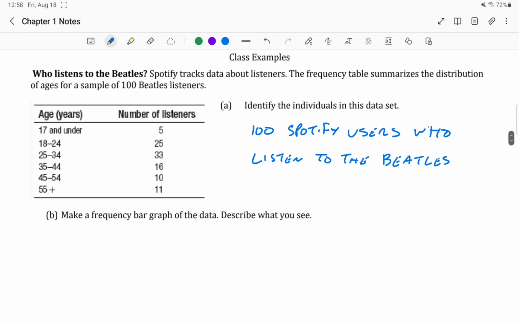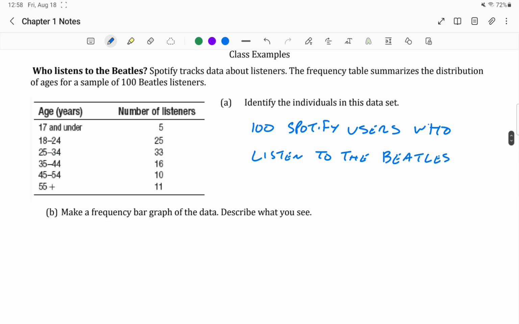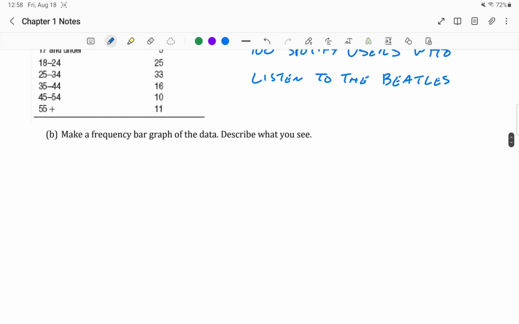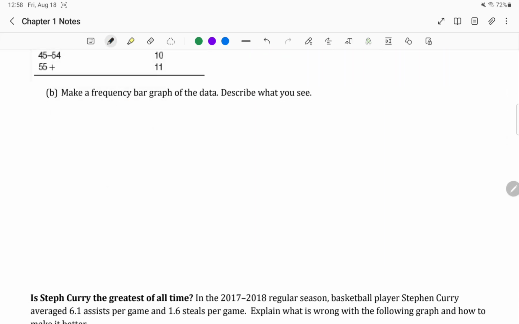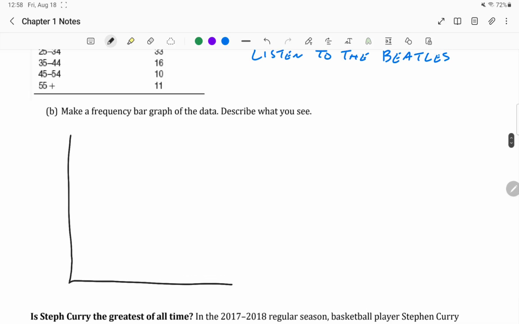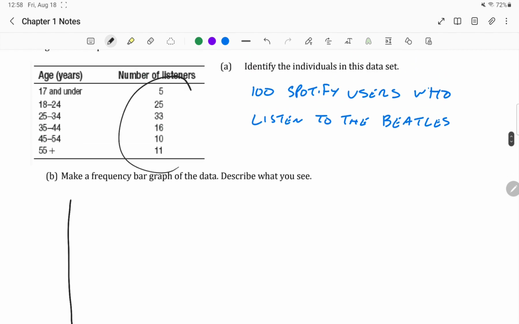All right, then it says make a frequency bar graph of the data and then describe what you see. So let's go ahead and make ourselves a bar graph. In order to do that, we need a y-axis and we need an x-axis. Leave yourself some room. Now, frequency bar chart. Frequency basically just means number, how many in each one. A relative frequency is percentage. So you'd have to convert all of these into a percentage.